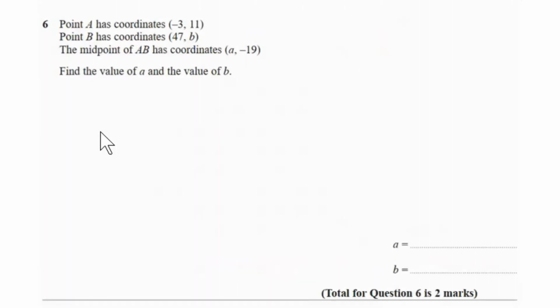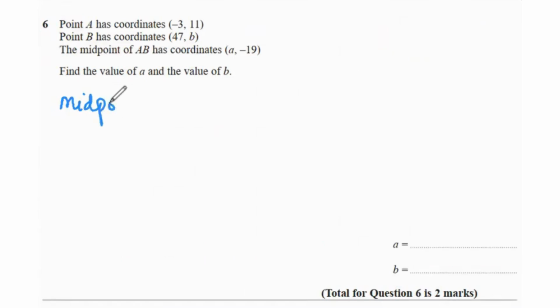Next thing they can ask us is about the midpoint. So it says point A has coordinates (-3, 11). Point B has coordinates (47, b). The midpoint of AB has coordinates (a, -19). We have to find the value of a and b. So midpoint means that the point is right in the middle of the 2 points.